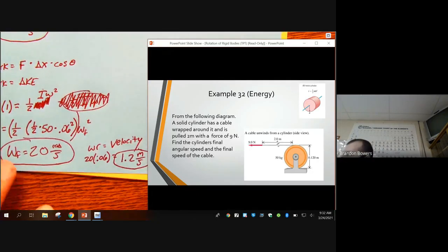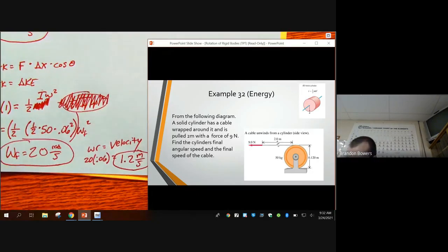Mr. Bowers? Yes. For when it says the final speed of the cable, that doesn't change what the radius is? Can you say that one more time? Does it change any of the variables that we're using? No. It's just changing. No.